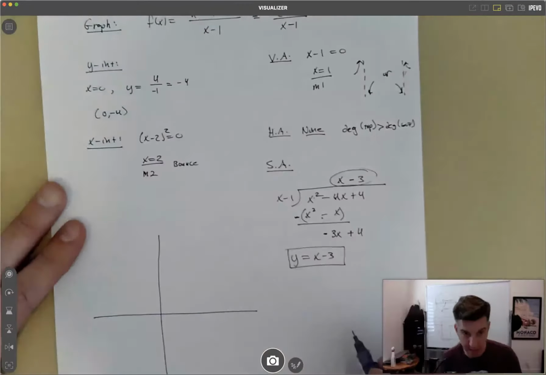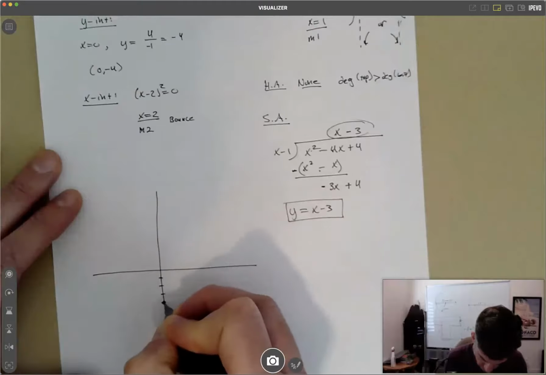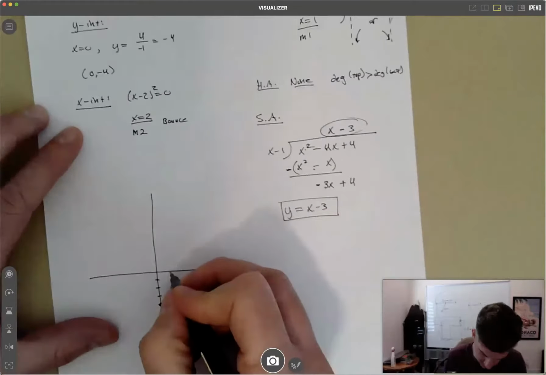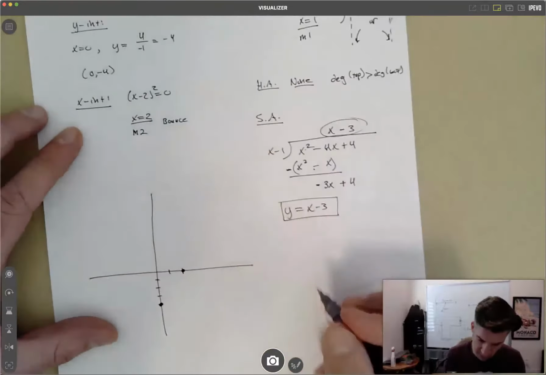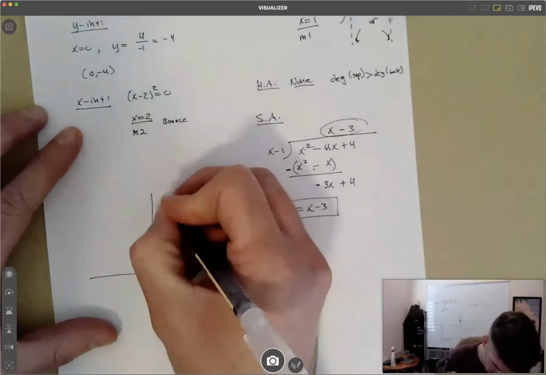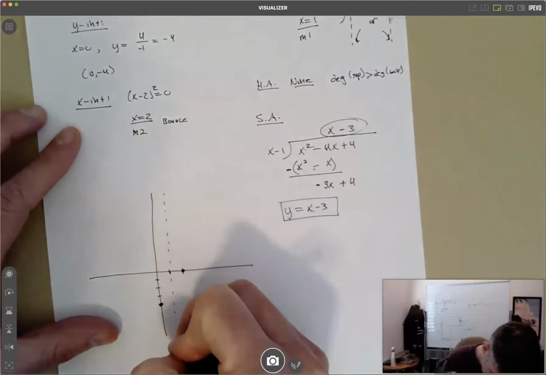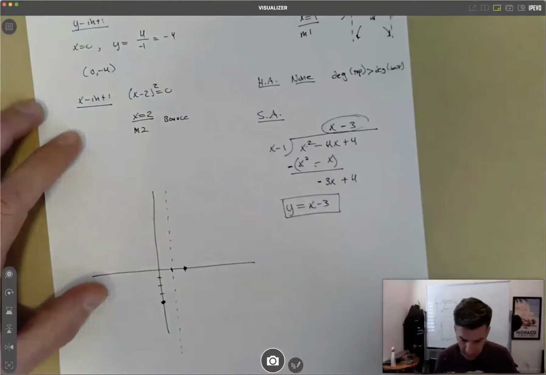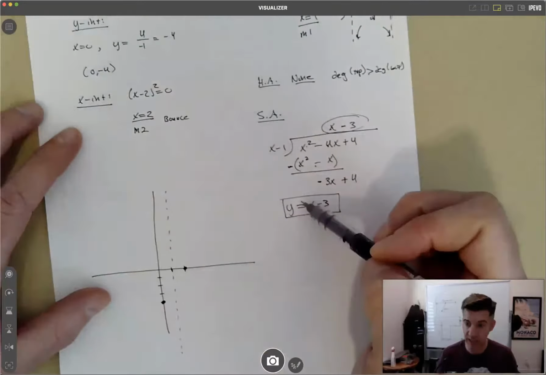I have, let's see, a y-intercept at -4, an x-intercept at +2, a vertical asymptote at +1. Seems like a lot of stuff is going on between 0 and 2 here. And then finally, the slant asymptote at y equals x minus 3.